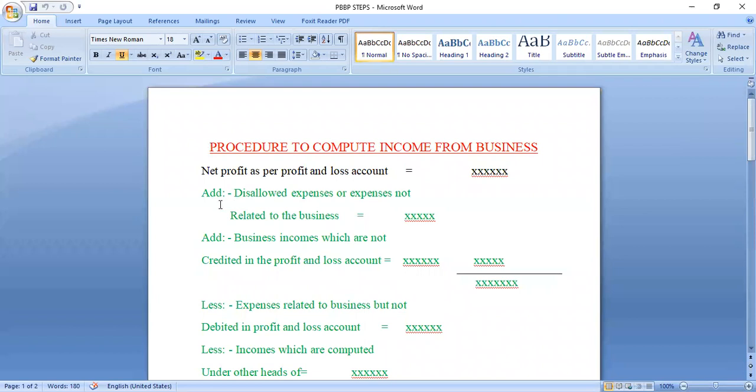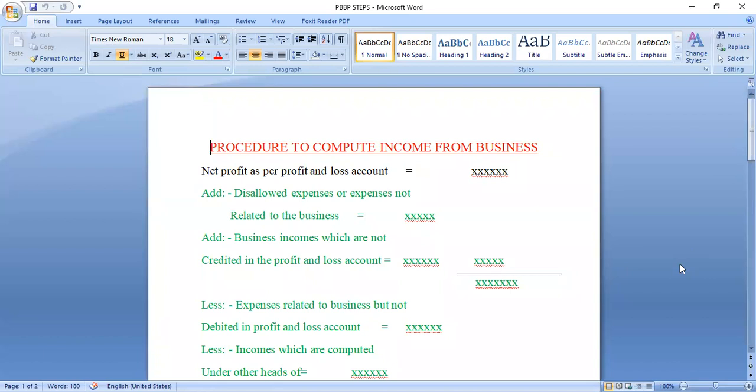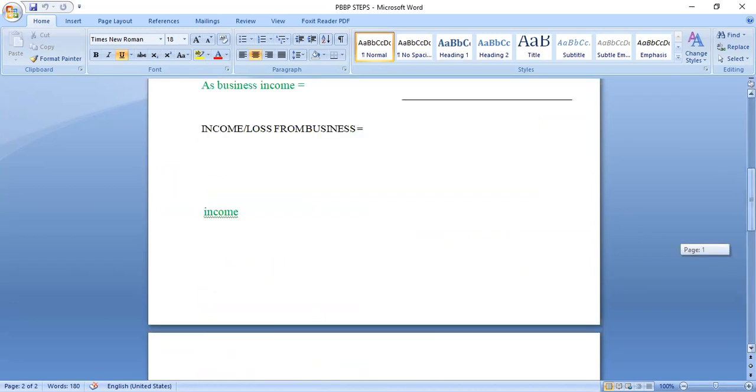Then if it is net loss, the positive part becomes negative part. And if it is net loss, the negative part becomes positive part. Less means negative part becoming positive part. This is how to compute income from business. Either if net profit is given, you have to do it this way, or if net loss is given, you have to do it in this manner. So if net loss is given, all the positive parts become negative, and negative become positive. Less means negative, add means positive. This is how to calculate income from business here.